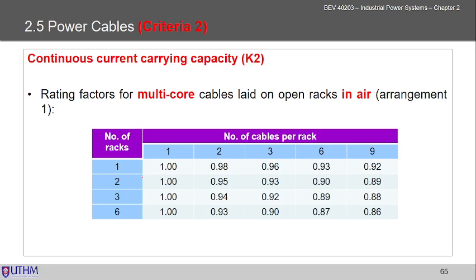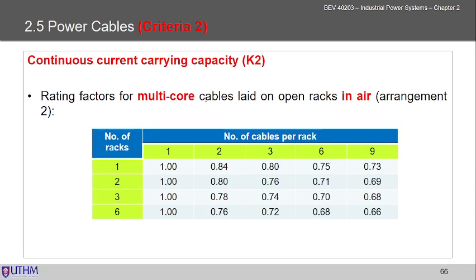Okay, for example, if we have 3 racks, and in each rack we laid 2 cables, what is our value for the K2? Our number of racks is 3, and then we go to 2 cables per rack here, so that means our K2 is 0.94, right?